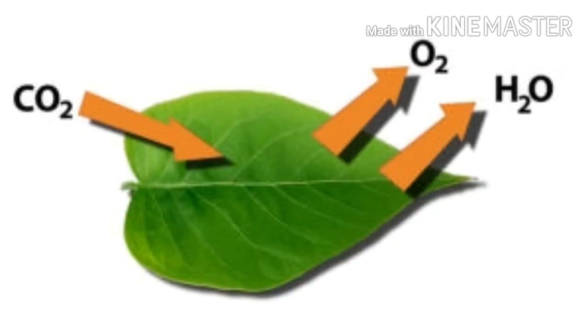Carbon dioxide comes from air. We know that air contains carbon dioxide. How does carbon dioxide in the air enter the plant body? There are small pores on the surface of the leaves, and through these pores, the carbon dioxide enters the plant body. So, carbon dioxide enters the plant body through the small pores present on the surface of the leaves.